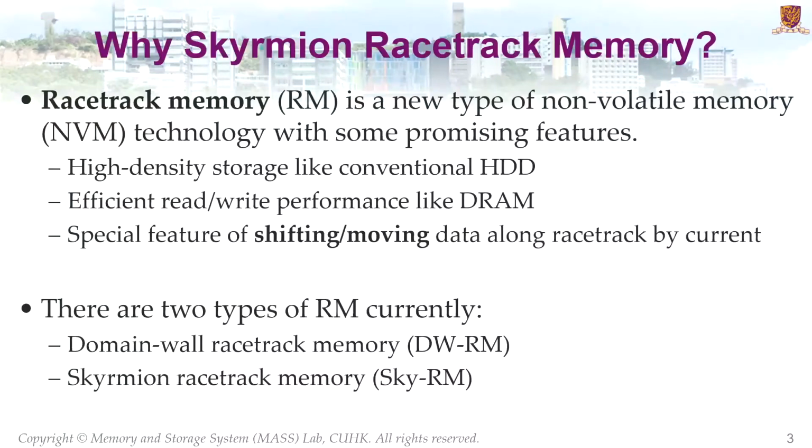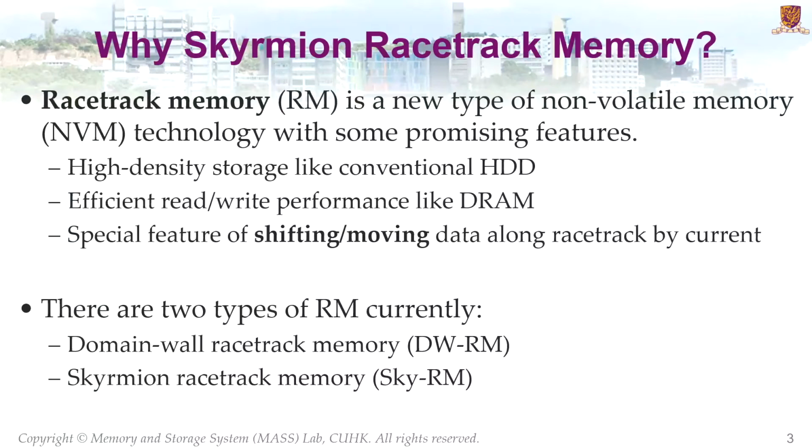Racetrack memory is a new type of non-volatile memory technology with several promising features. For example, it can provide high-density storage capacity like the hard disk, and it can also offer efficient read and write performance like DRAM. But most importantly, it has a very special feature that is different from other older memory technologies. That is, it can use current to shift the data along the racetrack.